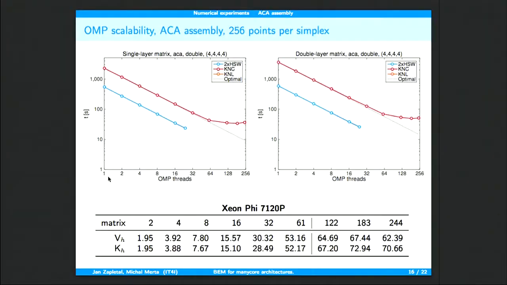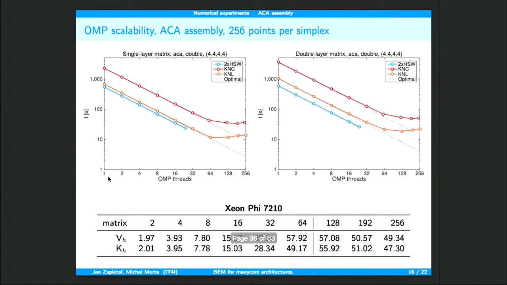So that was the full assembly. That's completely compute bound. ACA assembly is more complicated, but on Haswell it again performs nicely up to 24 threads for both matrices. On KNC, again quite nice, up to 61 threads, and it helps to introduce the hyperthreading again, so you get more than 61 speedup if you use hyperthreading.